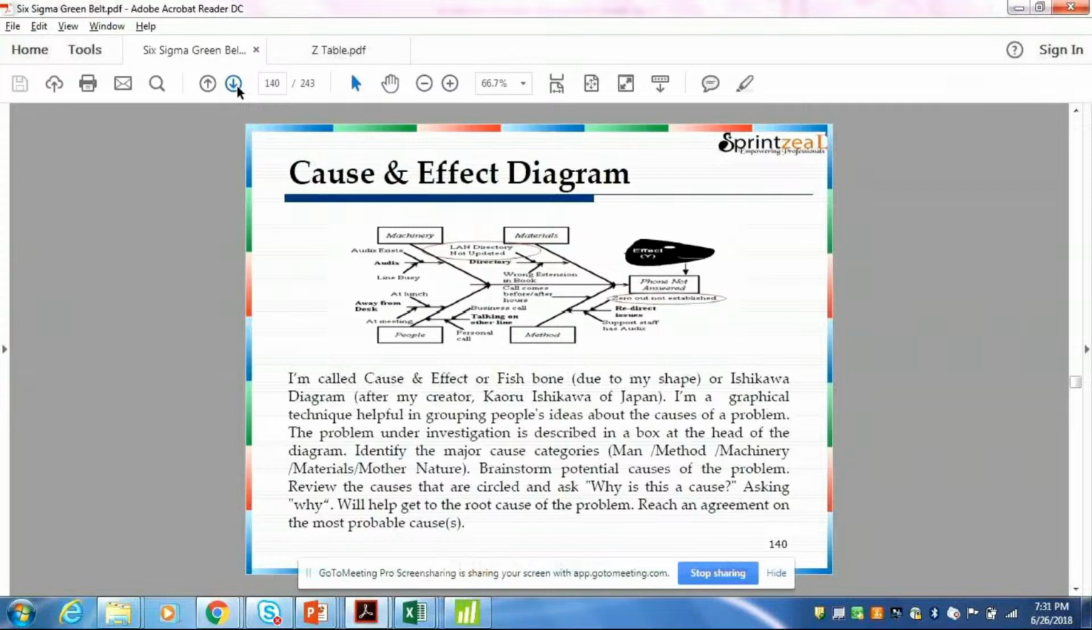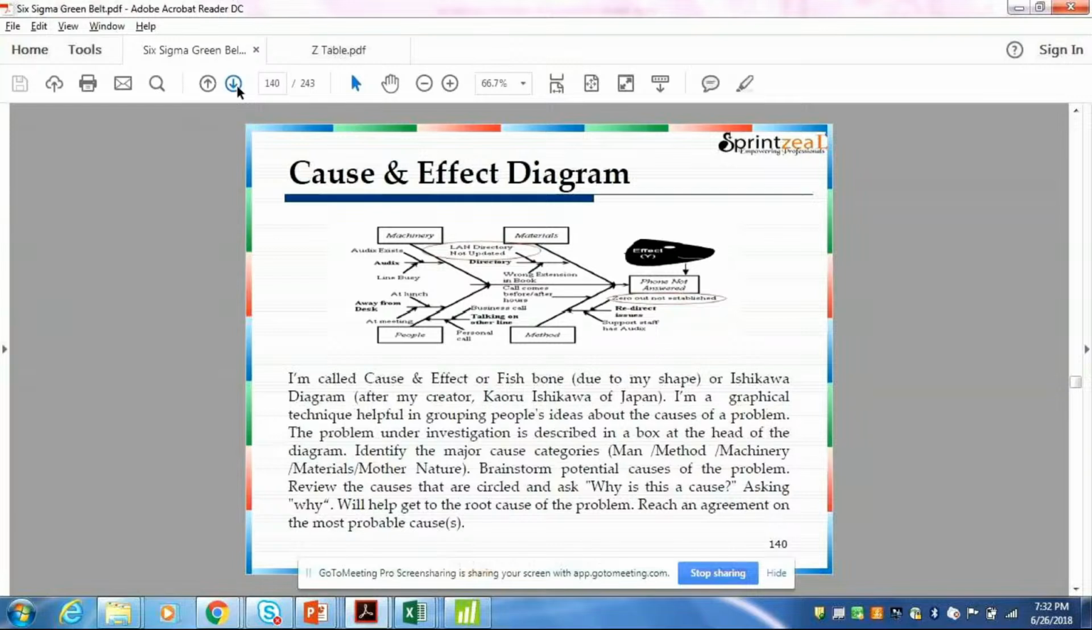Okay. Then the cause and effect diagram. You heard about cause and effect, right? The fishbone diagram. So fishbone diagram or cause and effect diagram, it is also called Ishikawa diagram, right? It is named after Kaoru Ishikawa of Japan. Now, what this does is it's a very simple diagram again.